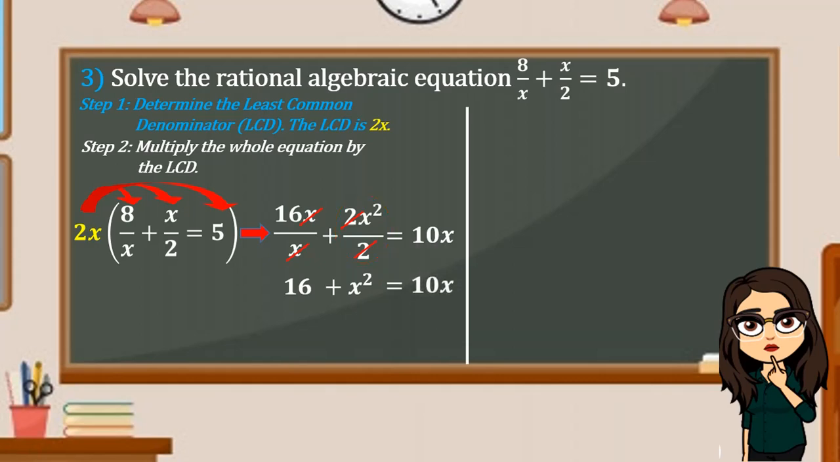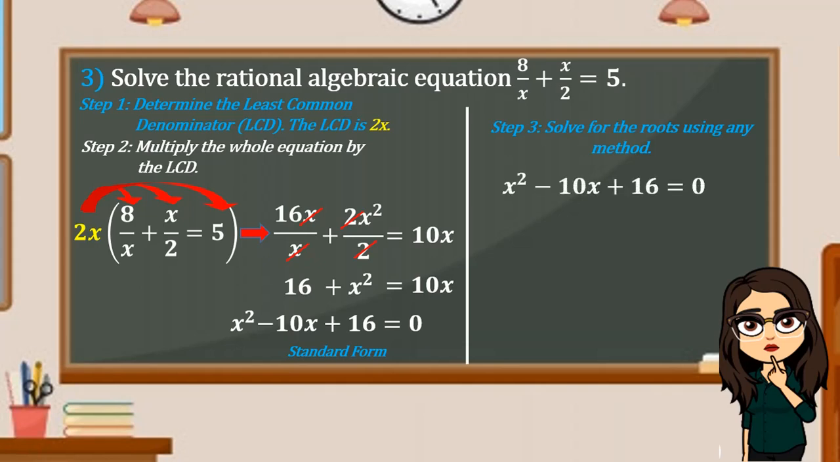Then bring down 10x. Next step, transpose 10x to the left side and then simplify. The equation now is x squared minus 10x plus 16 equals 0. And this is now the standard form. Step number 3, solve for the roots using any method. So use the standard form of the given equation.